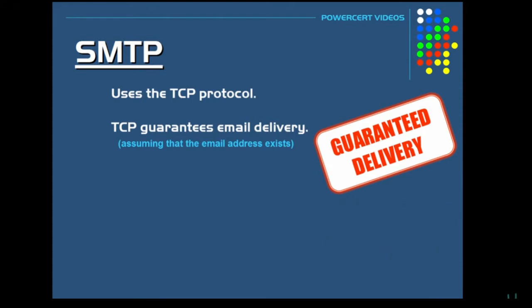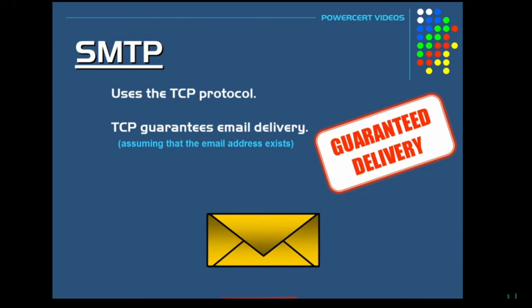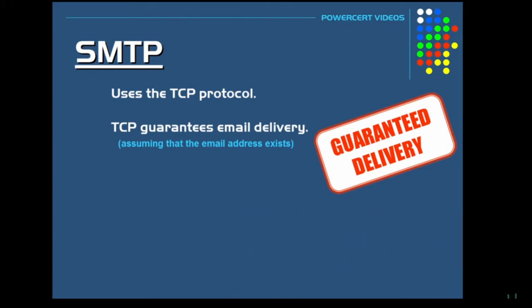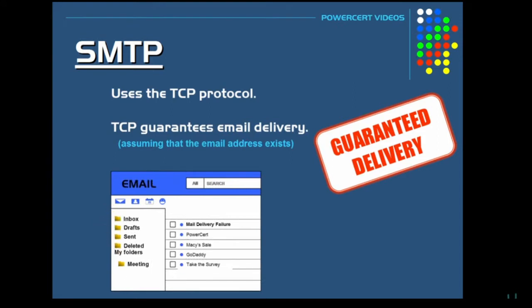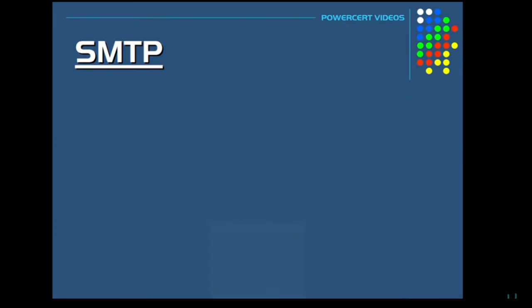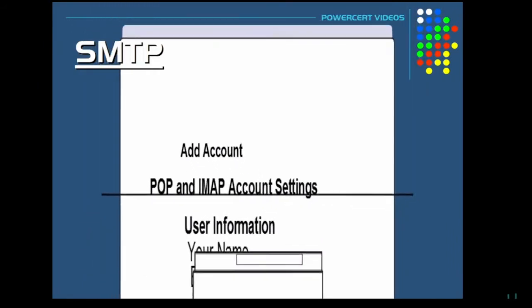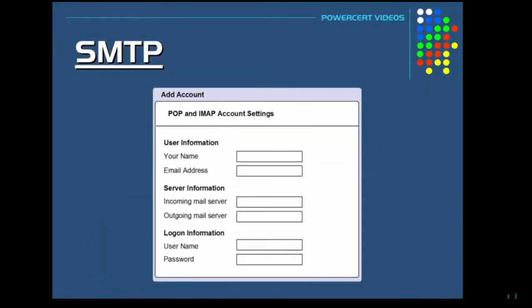But if for some reason the email that you sent does not reach its destination, so for example, maybe you misspelled the email address or the email address no longer exists, then you'll get that familiar mail delivery error in your mailbox informing you that the email you sent failed. And just like POP and IMAP, SMTP is also configured in your email client, such as Microsoft Outlook, Mozilla Thunderbird, or your mobile device.